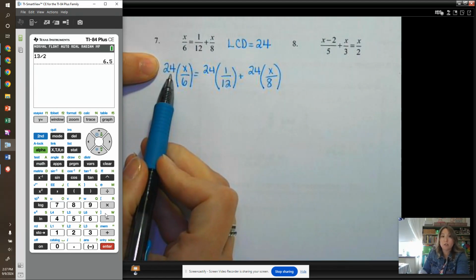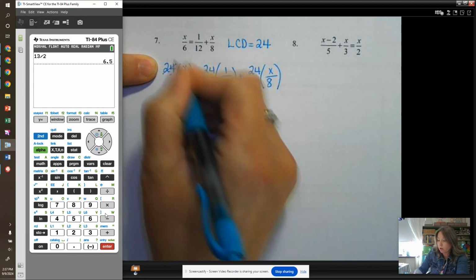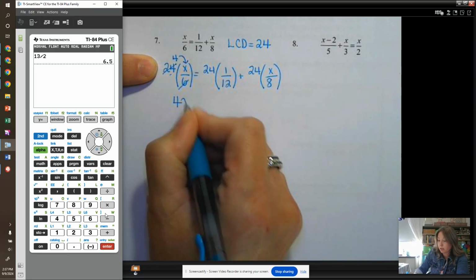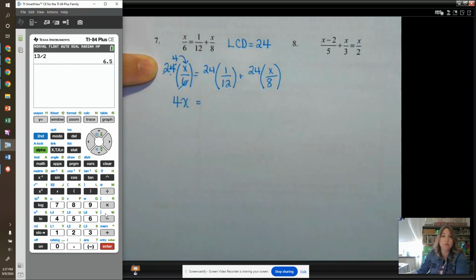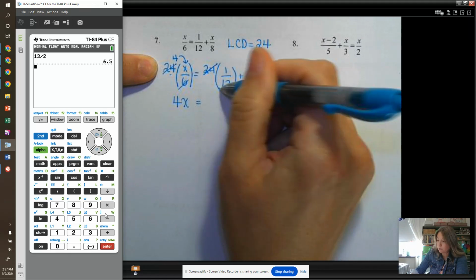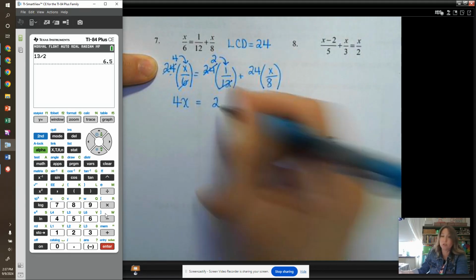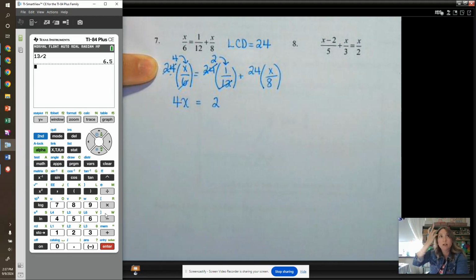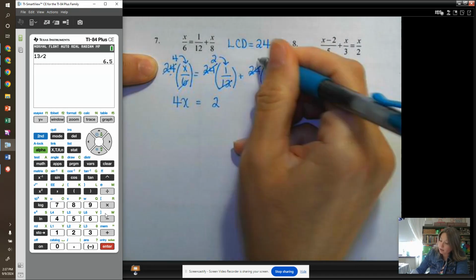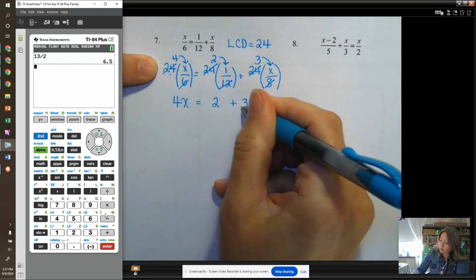In the front piece, 24 divided by 6 cancels out to a 4. That multiplies by my x right here. 4 times x is 4x. Bring down your equal sign, and now let's try that right here. 24 divided by 12 leaves me with a 2, and 2 times 1 is 2. Just the number 2 comes down to the next line. And then, of course, over here, 24 divided by 8 is 3. 3 times x is 3x.